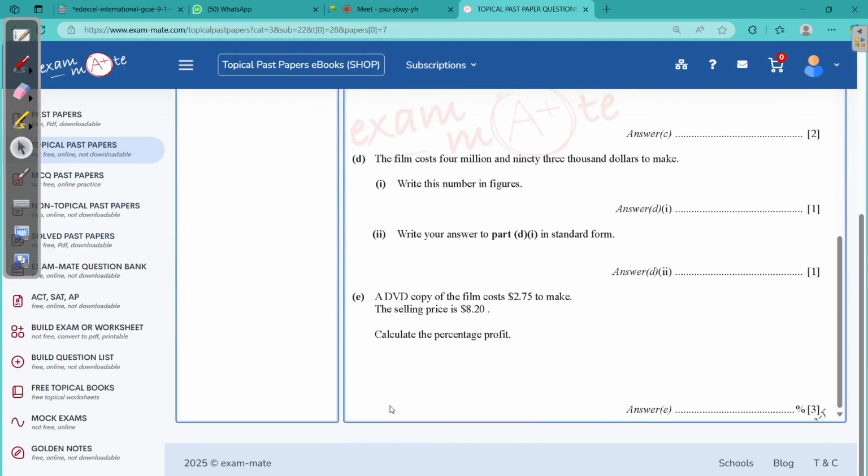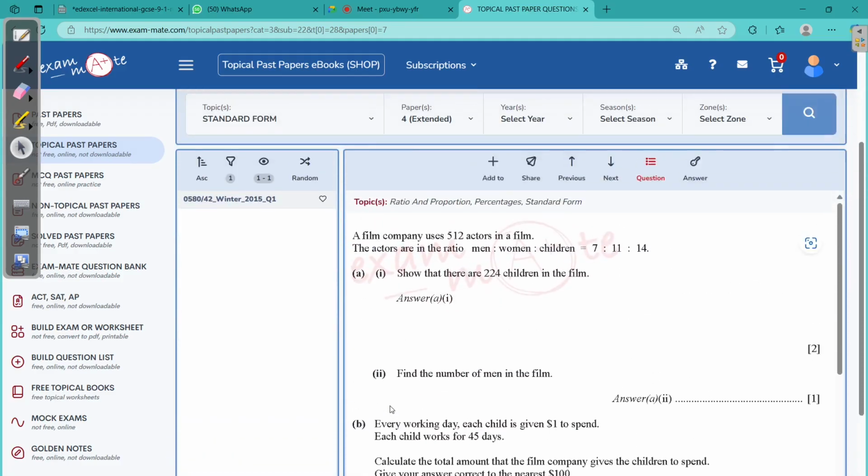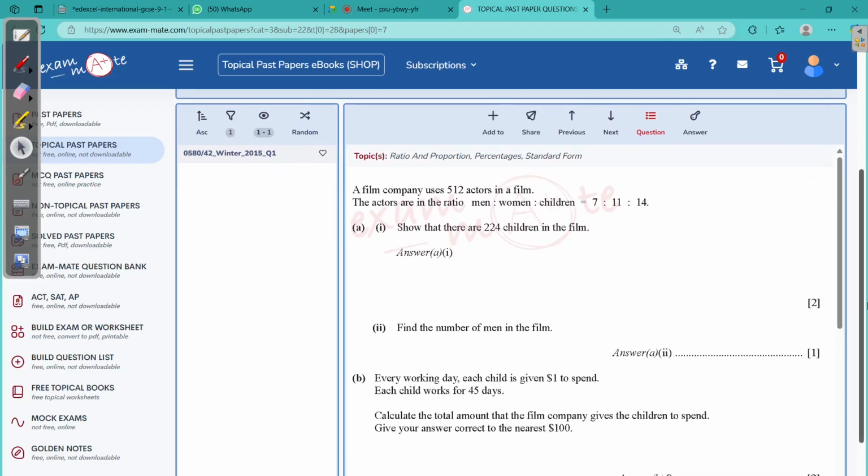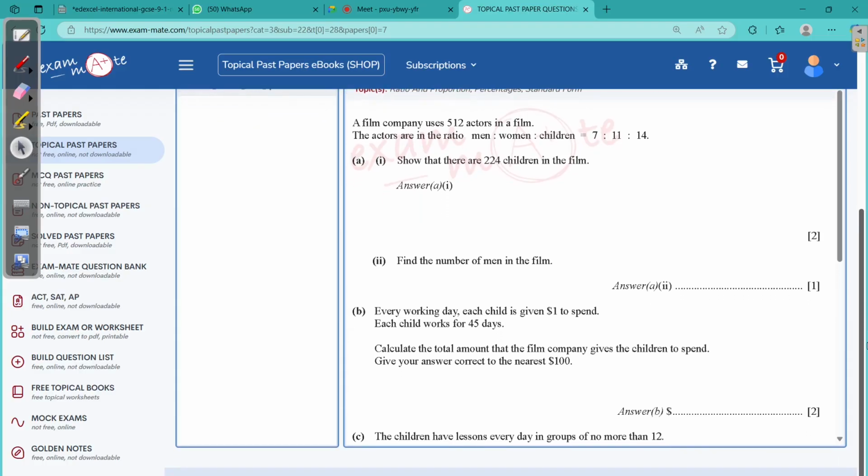Okay. We have one question which is long answer type. So let us solve this. There's only one question for paper 4. A film company used 512 actors in a film. That's a very nice film. The actors are in the ratio men, women, and children is 7 to 11 to 14. Show that there are 224 children in the film.